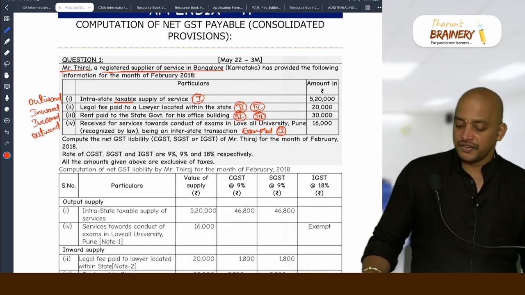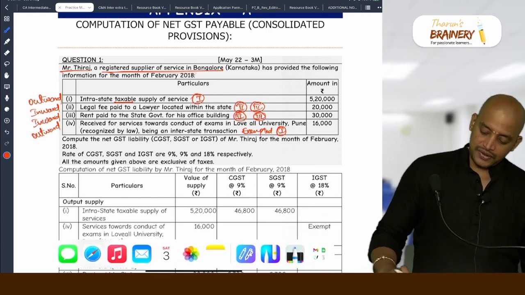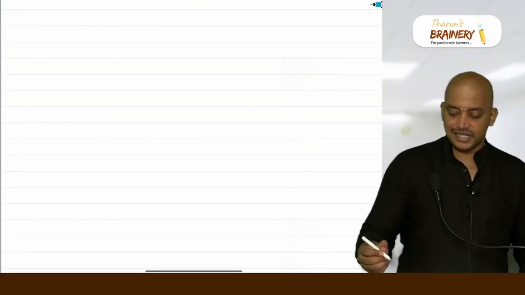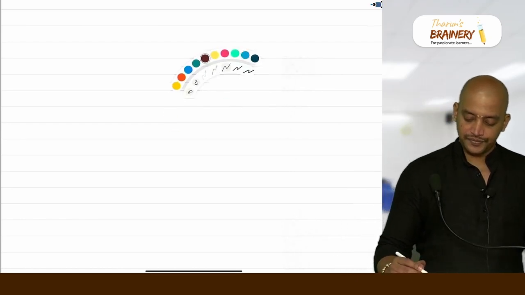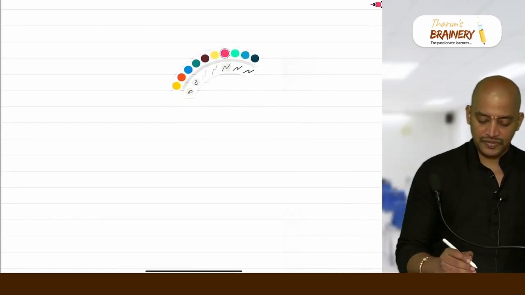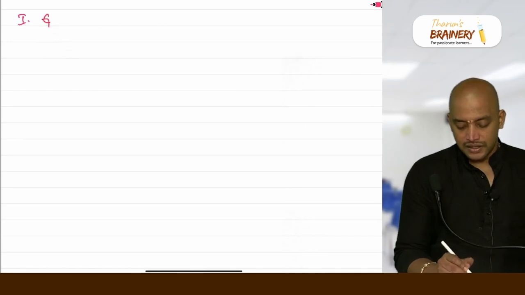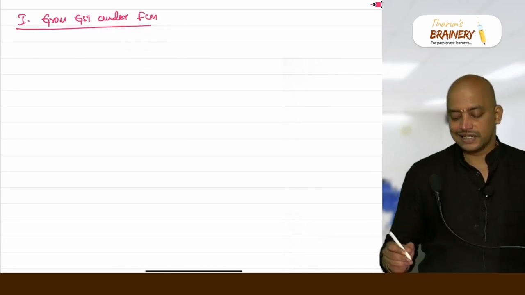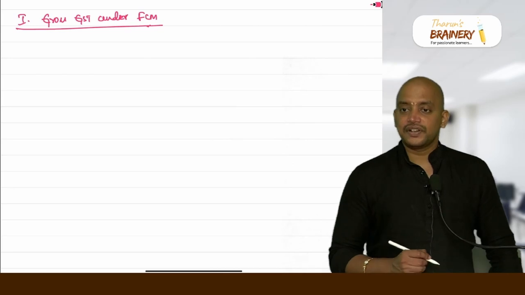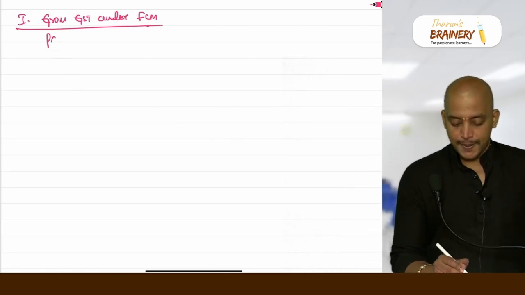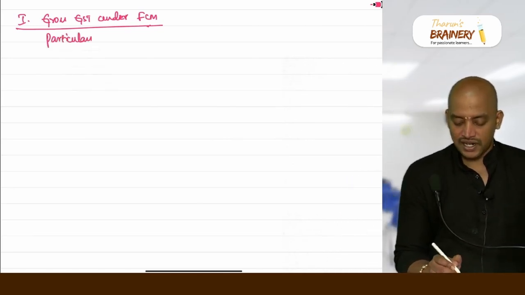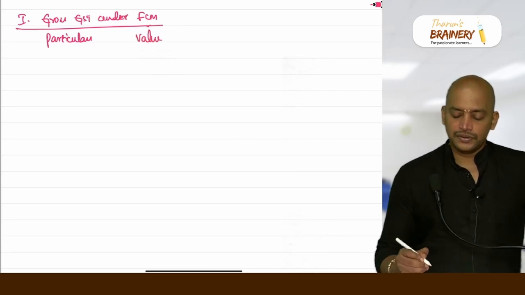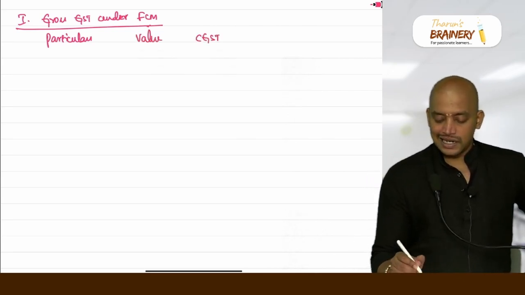Clear here? Can we put it into practice? Now see the first statement. What is the first statement? First statement, gross GST under FCM. So what will come? First, tell me what are the transactions that will come. Particulars, value, CGST, SGST, IGST.